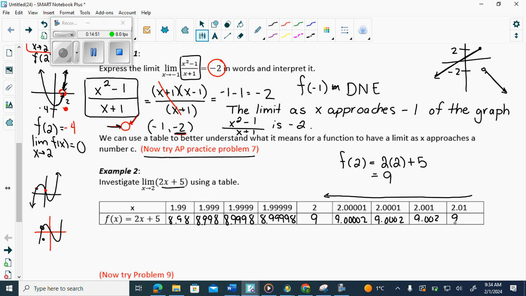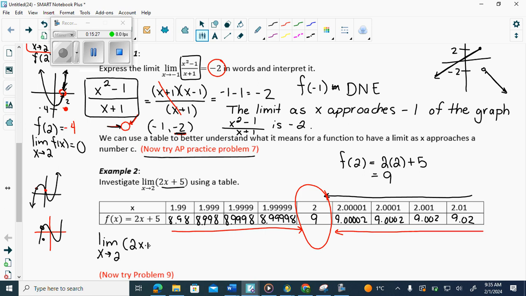This would be 9.002. This would be 9.02. So, if you look, as I'm approaching from the left, what value am I approaching? 9. Do I actually care about the value at 2 currently? No. If I'm talking about limits, I'm actually not talking about the value at 2. I'm talking about the values that I'm approaching it with. So from the left, 8.9998 is approaching 9. From the right, 9.00002 is approaching 9. Correct? So the limit as x approaches 2 of 2x plus 5 equals 9. And that would be your answer.